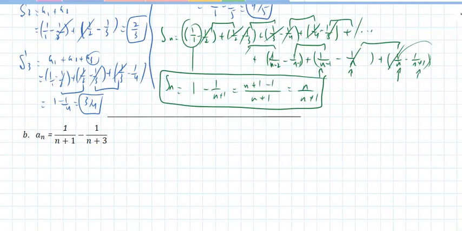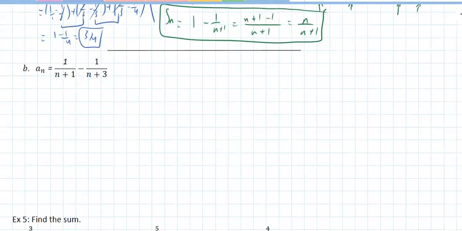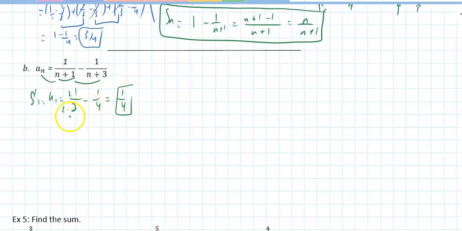Alright, another problem. If I want to find S sub 1, that is A sub 1. Well, A sub 1 is 1 over 2. This is 1 more than that, and this is 2 more than that. So if this is 2, that's a 4. Again, the answer here would be 1 over 2 minus 1 over 4. So the important part is the pattern. That's really what we're going after.